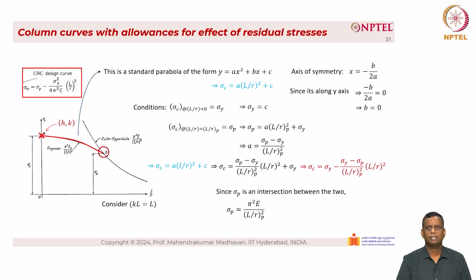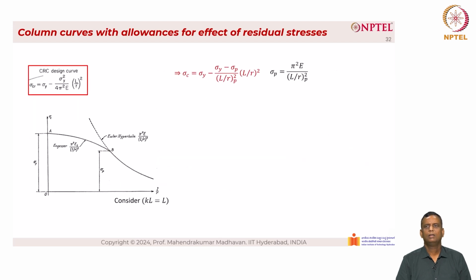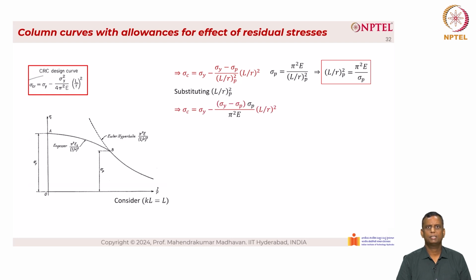Since σp is an intersection between the two, we have σp equal to π²E divided by (L/r)p². We also know that σy − σp is equal to σr, which is the residual stress. From the equation σp = π²E/(L/r)p², we can determine (L/r)p² is equal to π²E divided by σp. So we can substitute (L/r)p² in the equation above. We have σc = σy − (σy − σp) σp/(π²E) (L/r)².